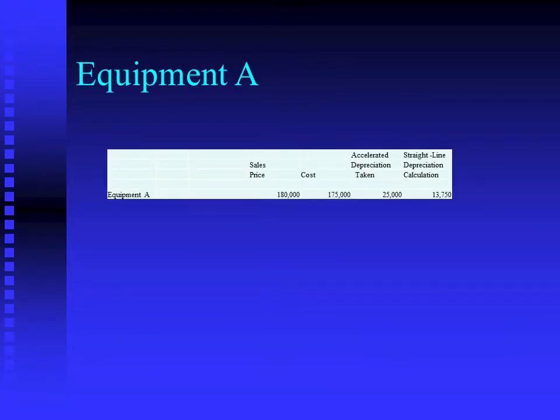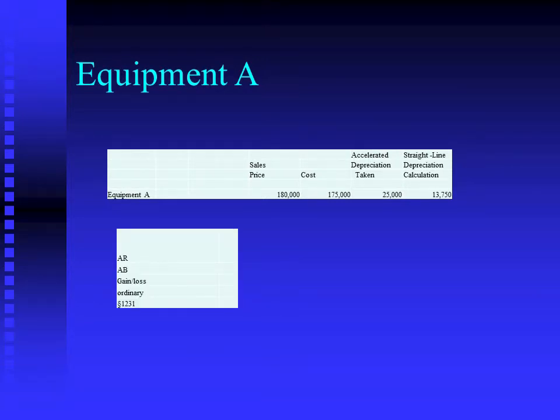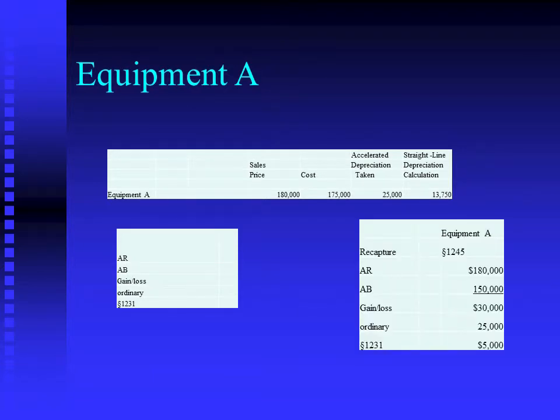And then the equipment, here's the facts. Same process, right? And then here's the same answer that you have on the spreadsheet. All right, the total gain was 30. The total depreciation taken was 25. So only 25 of the 30,000 is going to be ordinary, and the other 5 will be a 1231 gain.